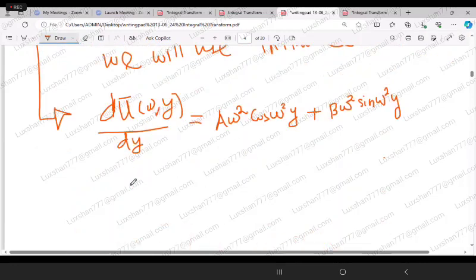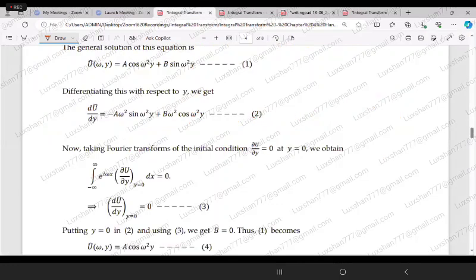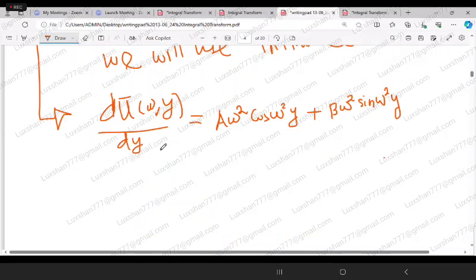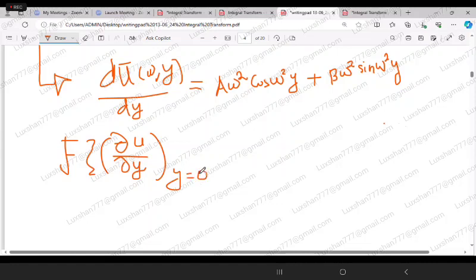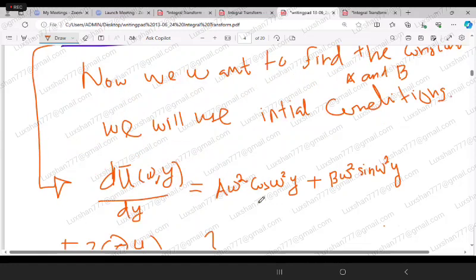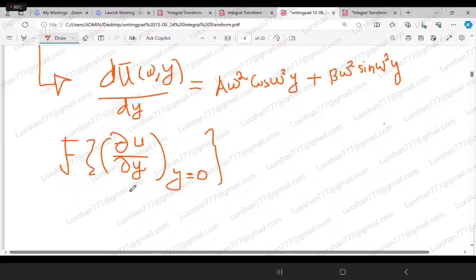So now we'll take the Fourier transform of ∂u bar over ∂y when y equals 0. Why am I doing all this work? Because I want to find this a and b. So now see how I am finding this a and b.